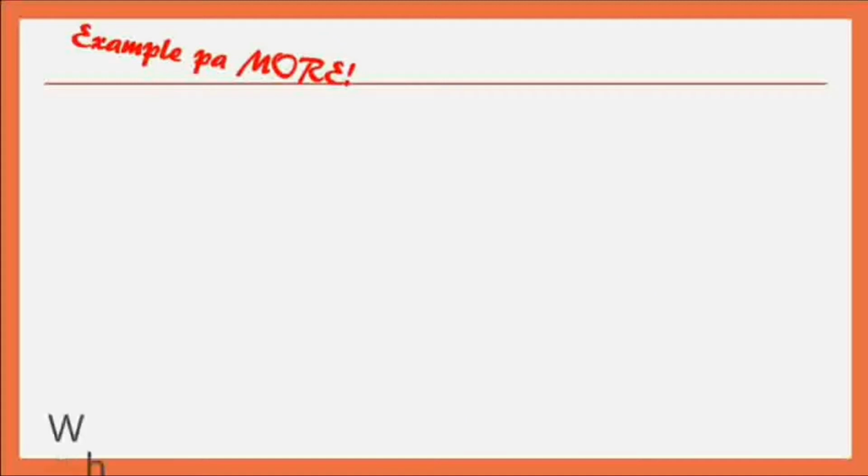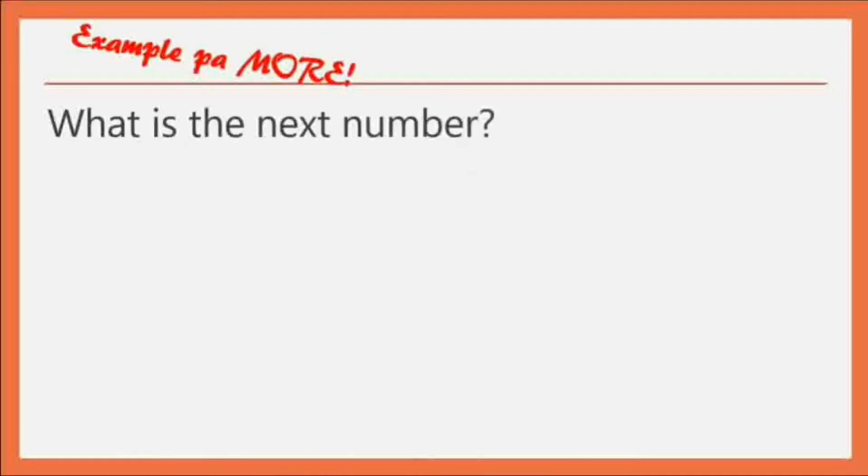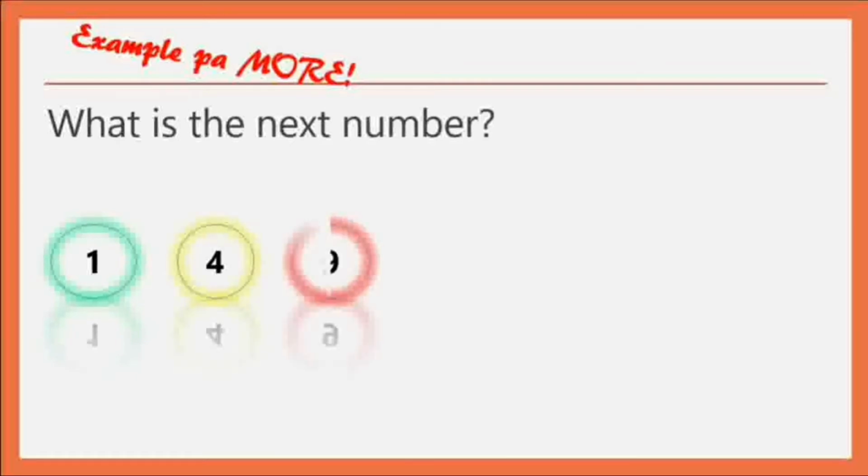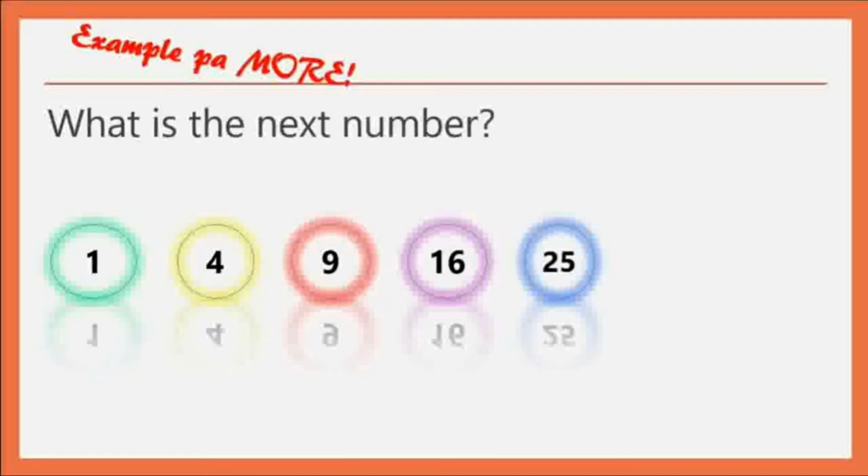Next, what is the next number? The first term is 1. The second term is 4. The third term is 9. The fourth term is 16. The fifth term is 25. Now, what is the next number after 25?